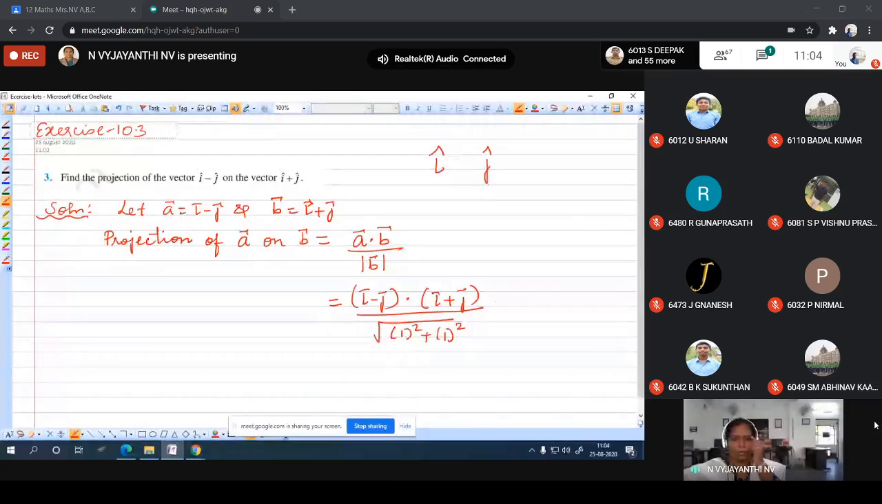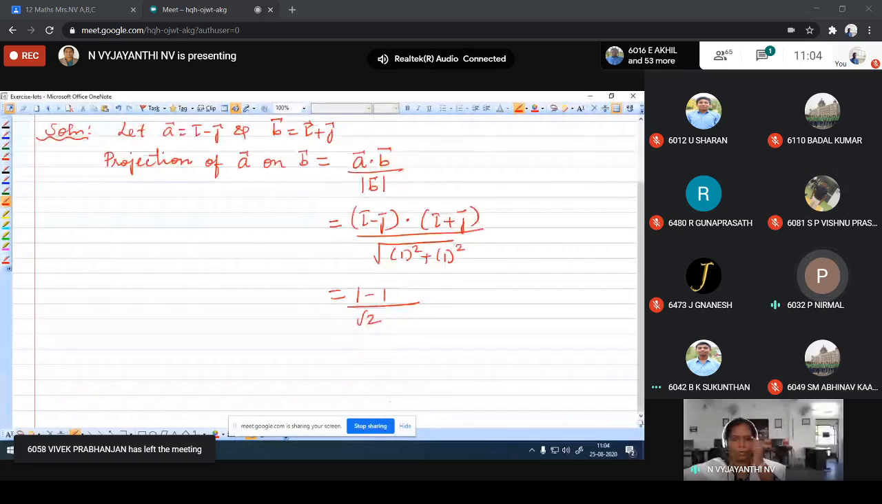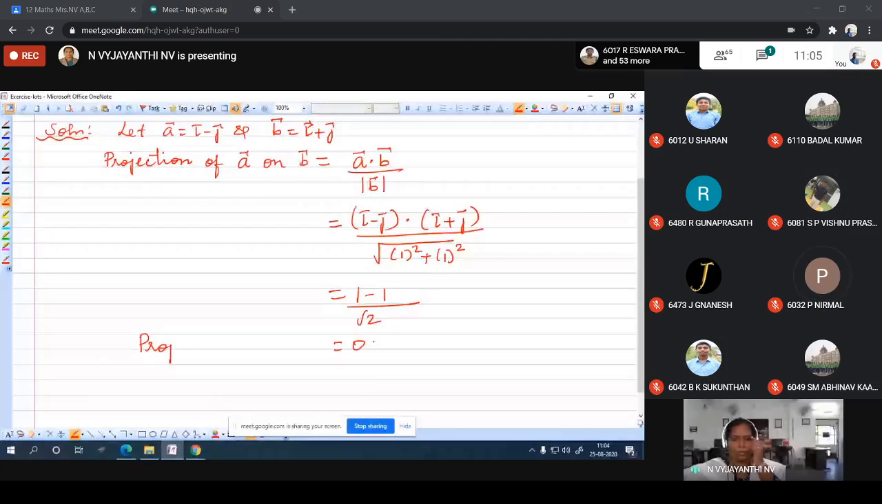I dot I is 1, minus j dot plus j is minus 1, divided by root 0. So projection of A vector on B vector is 0. It's not 0 vector, it is 0 only. Okay.